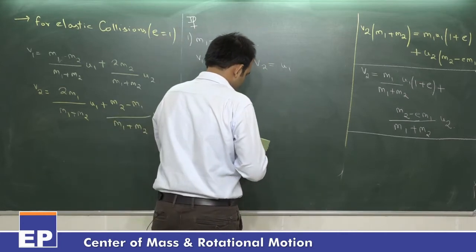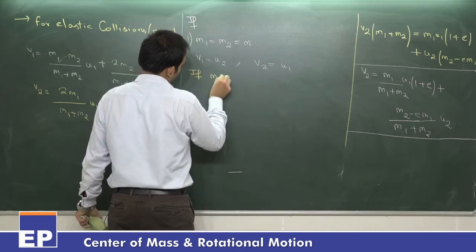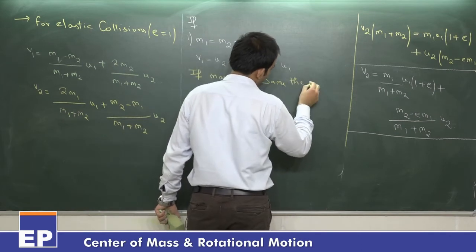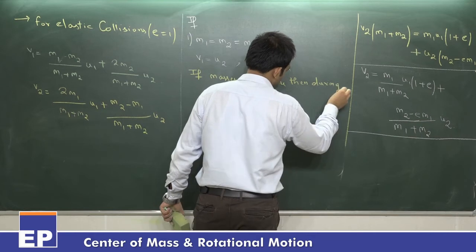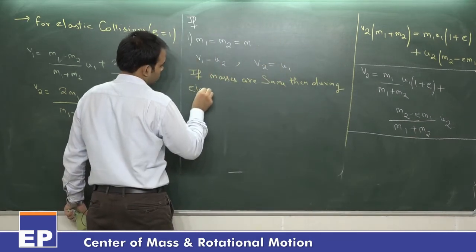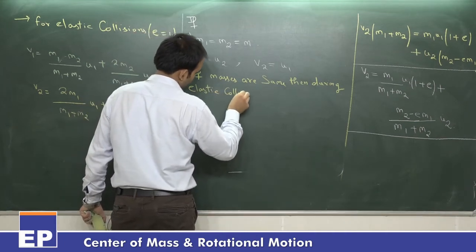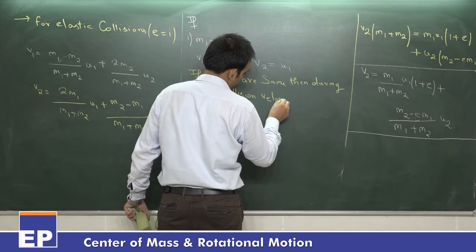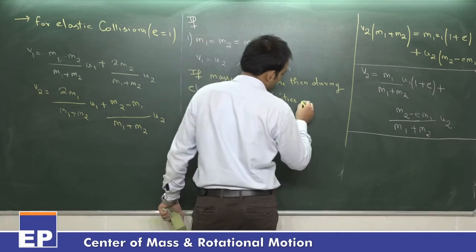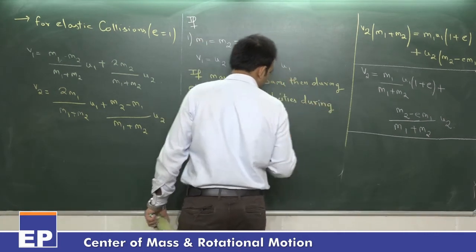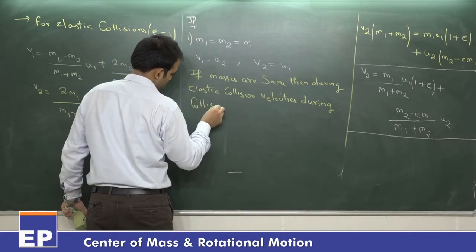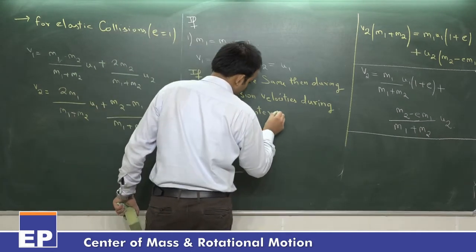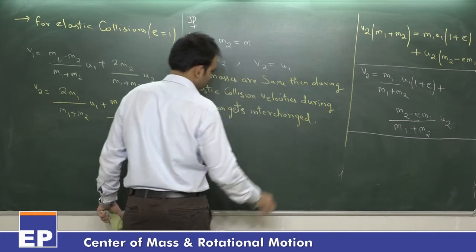मतलब if masses are same, then during elastic collision velocities become interchanged. Gets interchanged. Right?